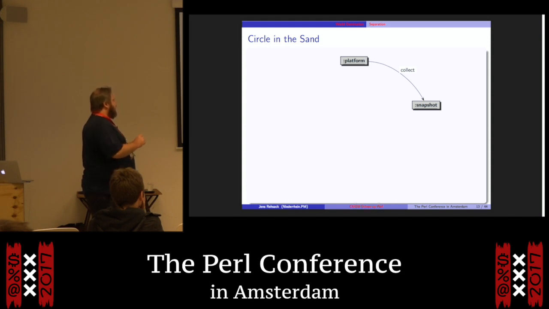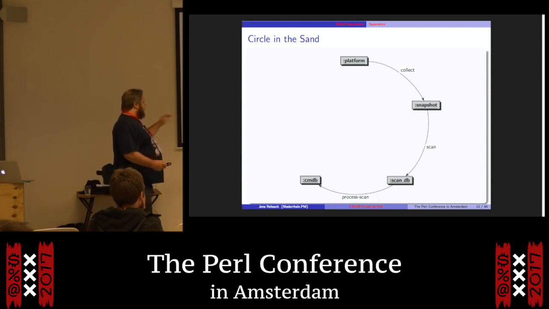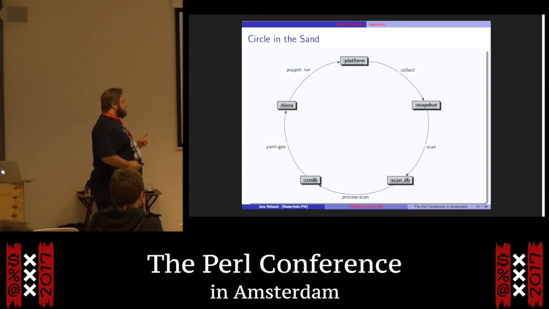From the platform, we collect snapshots. From the snapshots, we scan our data and make it somehow structured. The scan will be entered in the CMDB. The CMDB will be used to generate Hiera key values, and these will be put through Puppet onto the platform again, and then you have at any time the opportunity to say what's going on. And you can compare it. You can simply run the circle again, and when it's all the same, then you are fine. When not, start debugging.